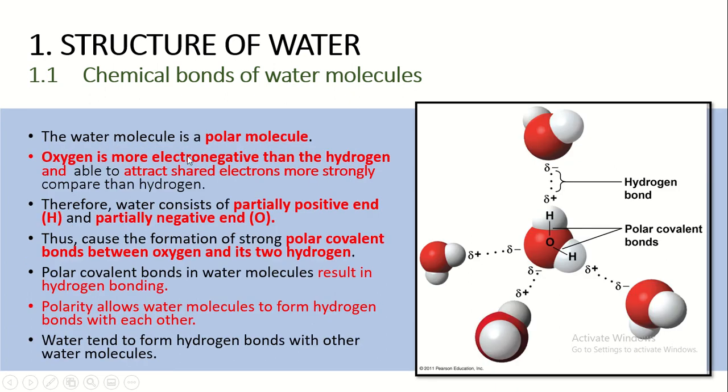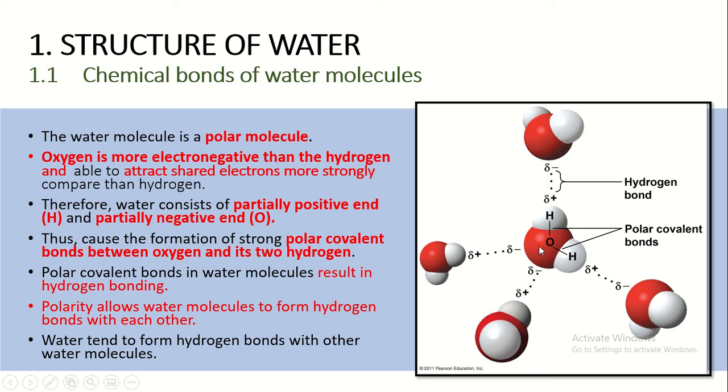Also, the water molecule is a polar molecule. What does it mean by polar molecule? Inside the water itself, the oxygen is more electronegative than the hydrogens. The more electronegative, meaning it is able to attract the shared electrons more strongly compared to the hydrogens. Therefore, the water has a partially positive end, which is the hydrogen atoms, and a partially negative end, which is the oxygen atom.